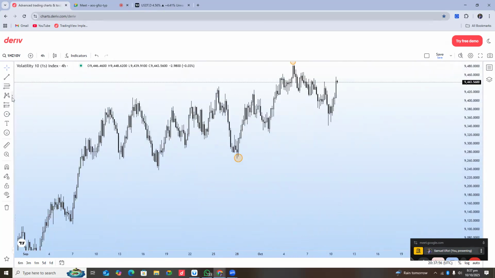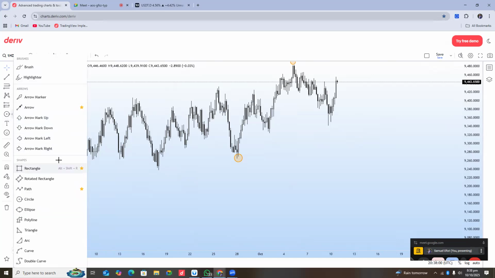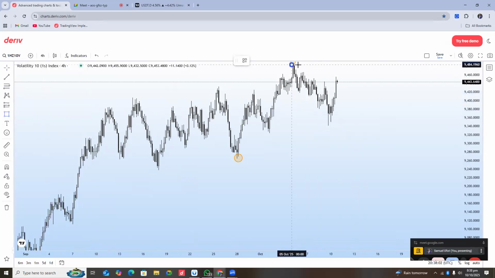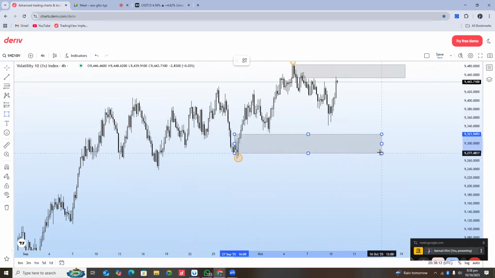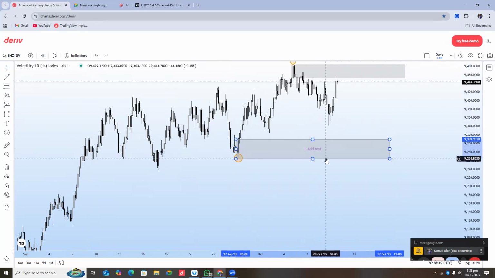So ideally, this will be my trading range. I have the OB here, and you see that it is affecting the market already. But then I'm anticipating, and then I have this OB right here. Sorry, let me use this one. Yes, I have this right here.